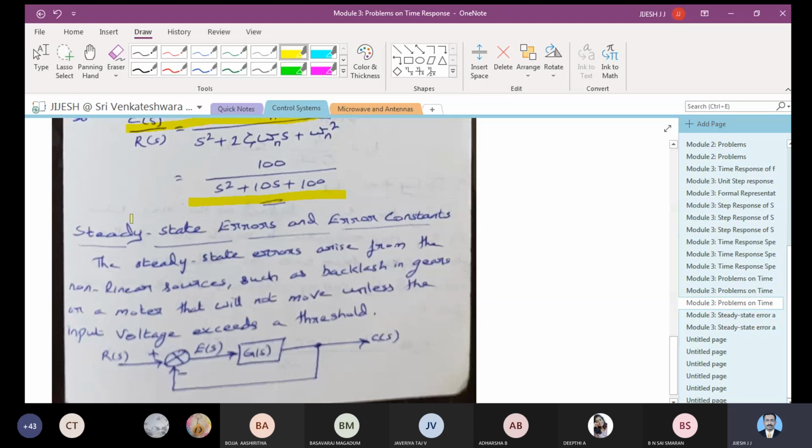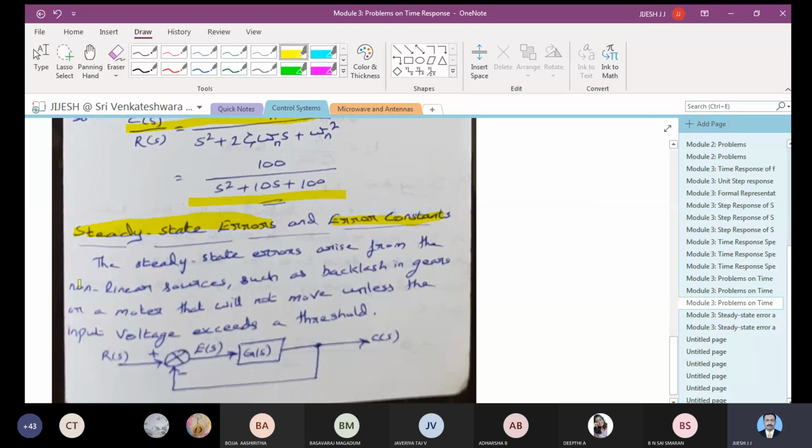So write down this steady state error and error constant. So we will just go with a few equations in order to find out the steady state error and error constants. So the steady state error arises from the non-linear sources.